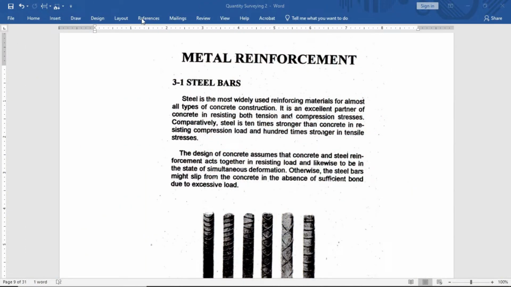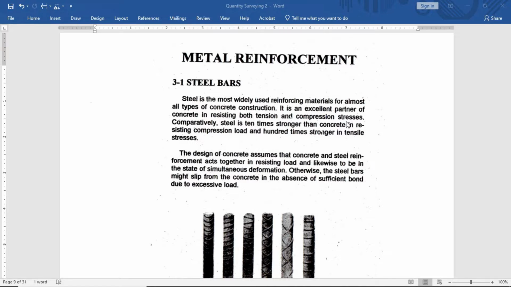So last time we discussed masonry. So this time we will discuss metal reinforcement. Steel is the most widely used reinforcing material for almost all types of concrete construction. It is an excellent partner of concrete in resisting both tension and compression stresses.